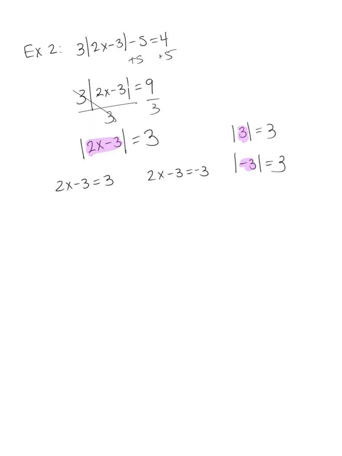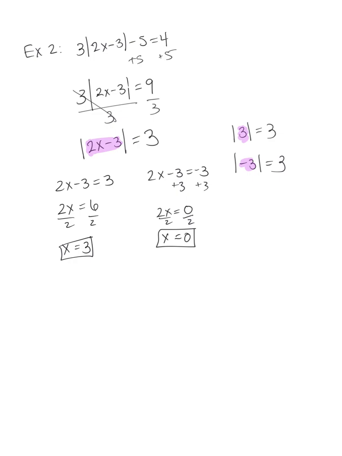Okay, so we're going to add 3 to both sides to get 2x equals 6. And then I'm going to divide by 2 on both sides to get x equals 3. Over here, I'm going to do the same. I'm going to add 3 to both sides to get 0, and then we're going to divide by 2 on both sides to get x by itself, and x equals 0, because 0 divided by 2 equals 0.